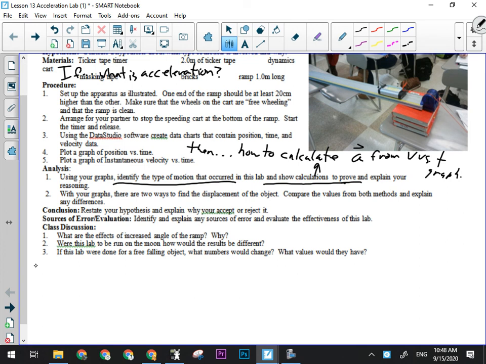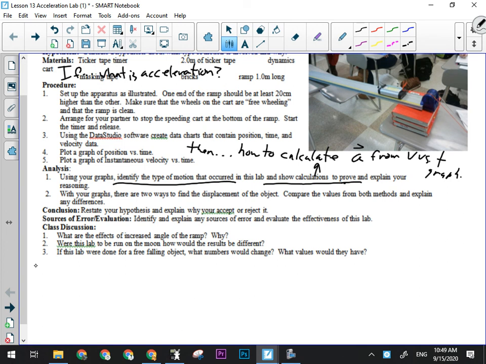Question number two. With your graphs, there are two ways to find the displacement of the object. We just talked about it from the position versus time graph: it's just final position minus initial position. Just do that calculation. You also need to calculate it from your velocity versus time graph. We went over that in class yesterday. There are actually two ways to calculate it from your graph, and then I want you to compare your values.